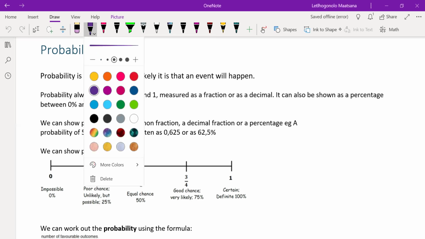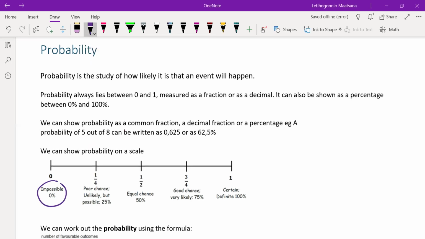If something is at 0, it's impossible that it will happen. If something is at 1 over 4, 25%, it is unlikely that that event could happen, but there is a chance. If something is at 50%, then there's equal chance that it could happen and equal chance that it could not happen. If something is at 75, there's a good chance that it could happen. And if something is at 100, then that something definitely will happen.